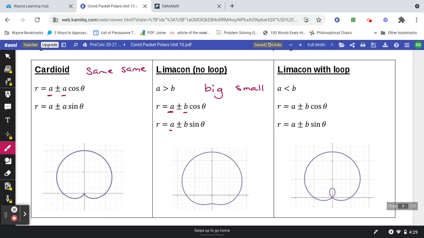If you have a limacon with a loop, it means the first number, the A value, is smaller than B. So I read that as small plus and minus big. Other than that, the equations could be the same. You could have either cosine or sine.